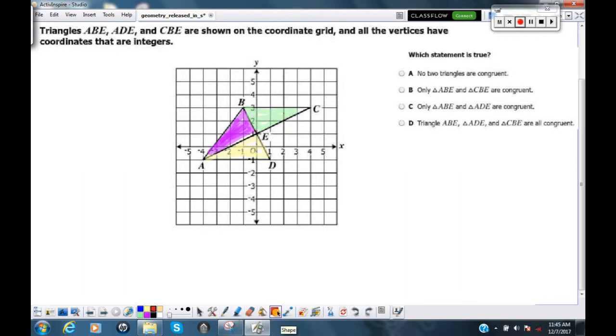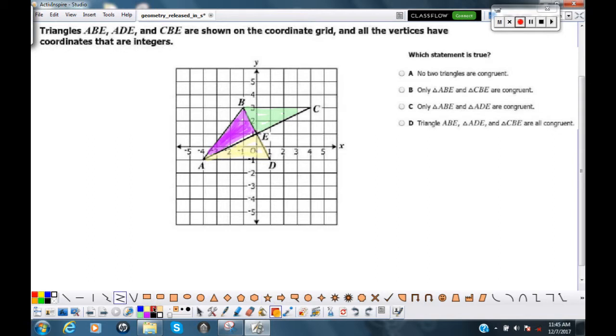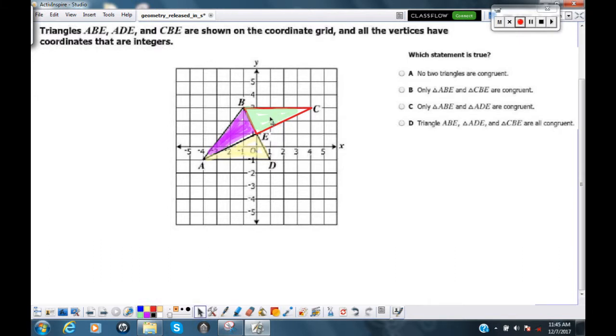First of all, let me go ahead and just trace out the triangle, and let's just look at what they have. So when I trace this triangle out here, and I take it and I rotate it, what do we notice about the bottom triangle? That it fits exactly. So that means that that bottom triangle right here and the top triangle are congruent.